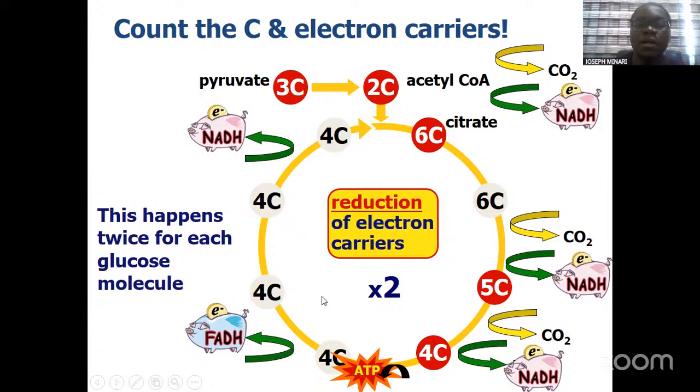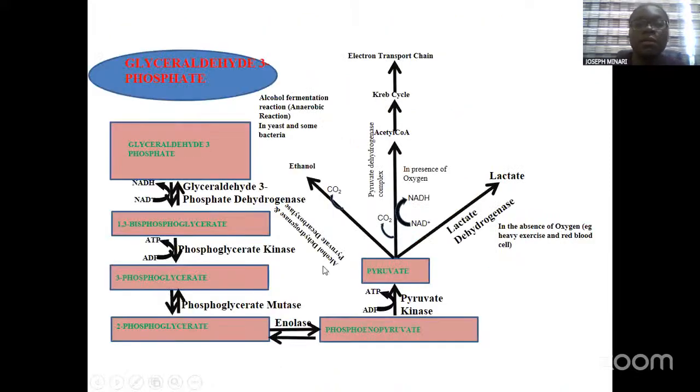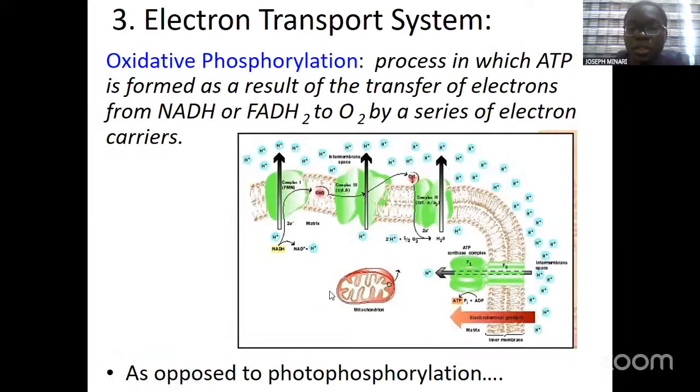And then we have a reduction of electron carriers that can also be very useful. Along the same pathway, we said from glyceraldehyde down to pyruvate, and then pyruvate to acetyl-CoA. So after the Krebs cycle, what next? We now have some of the products from the Krebs cycle moving to the electron transport chain to help in the production of more ATP, because here is where most ATP is produced.